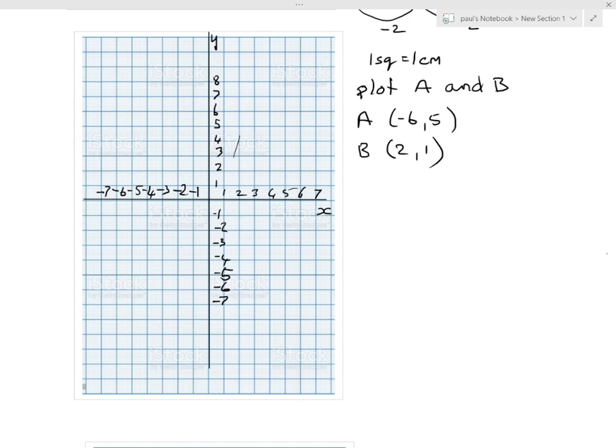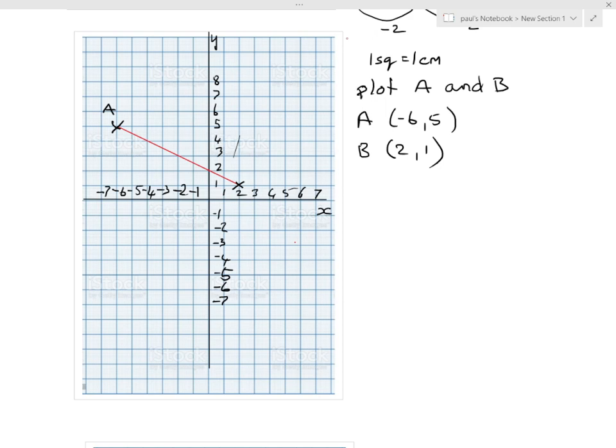Okay, let's plot those points first. A is minus 6, 5, which is there. And B is 2, 1, which is there. So let's join them up in a different colour so we can see a bit better. We start from there and we end up down there.